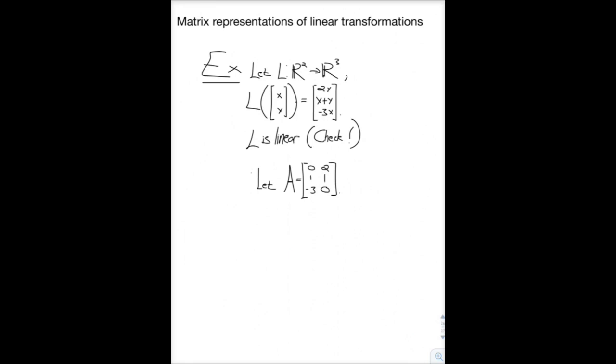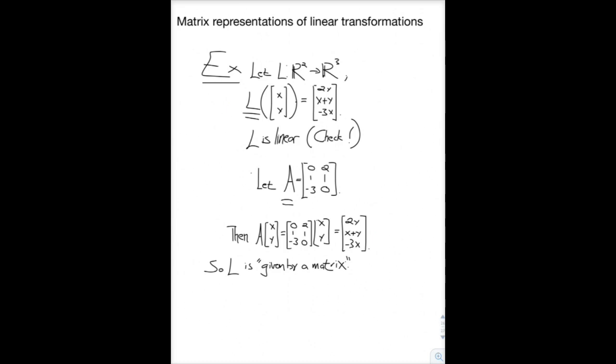Let A be the 3 by 2 matrix with rows 0, 2; 1, 1; and negative 3, 0. And we'll see that this linear map L and this matrix A are very closely connected. To see why, let's take the matrix A and matrix multiply it on the right by a column vector (x, y). When we take the product of these two matrices, we get a 3 by 1 column matrix: 2y, x plus y, negative 3x.